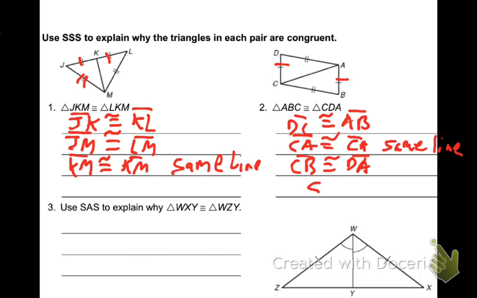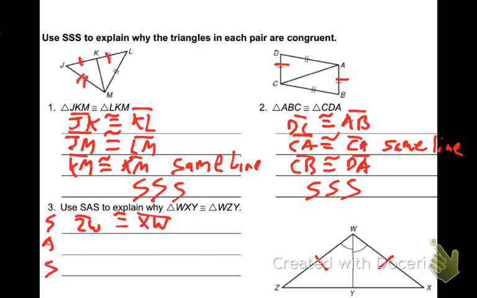And this, again, is an example of side, side, side shortcuts. Both of these were side, side, side shortcuts. All right, number 3. It says, use SAS to explain why triangle XWY is congruent to triangle WZY. So we're going to go in the order SAS. Give me one of the sides that you know are congruent, Troy. ZW, right there, is congruent to XW. Nice job.